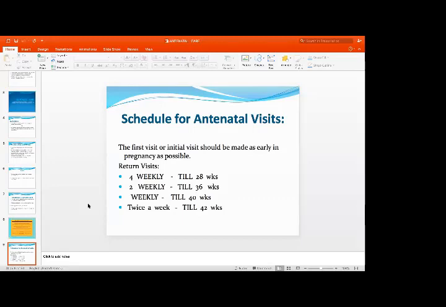And after 36 weeks, she will come after every week till 40 weeks. And if we are planning to prolong her pregnancy, then she will come twice a week till 42 weeks. So this is the frequency of antenatal visits in a low-risk patient.